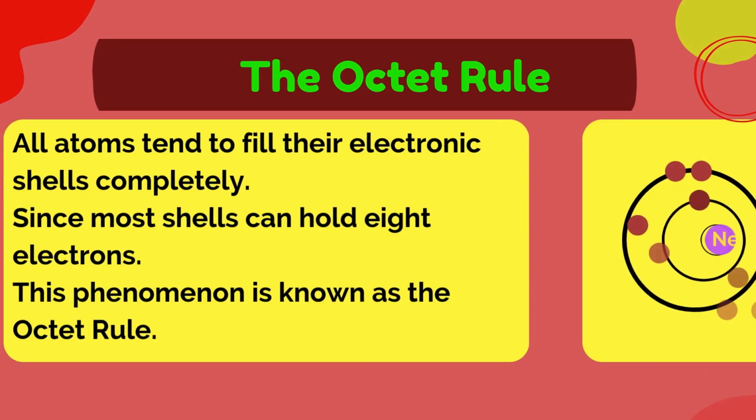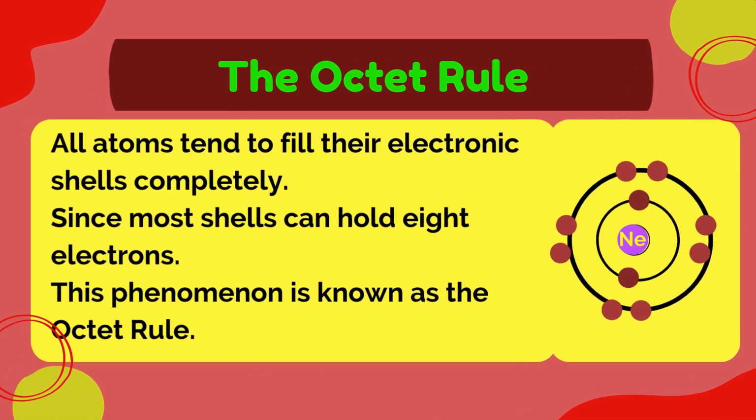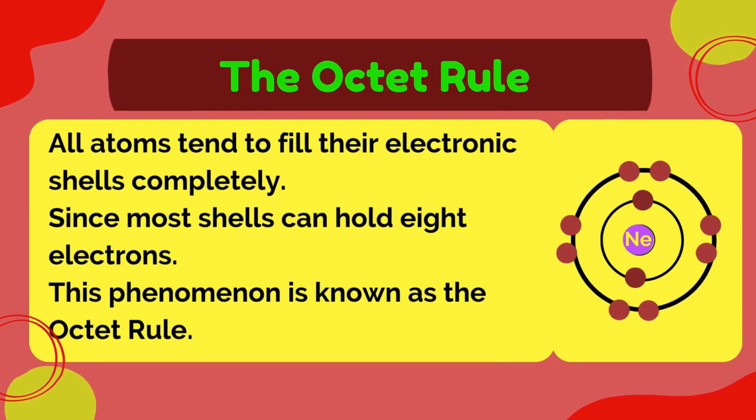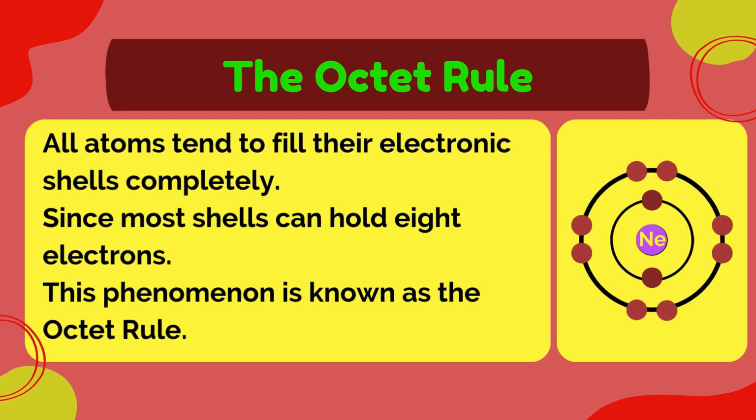Now we come to an important rule, that is the octet rule. All atoms tend to fill their electronic shells completely. Since most shells can hold 8 electrons, this phenomenon is known as the octet rule. So the octet rule means having 8 electrons in the outermost shell.